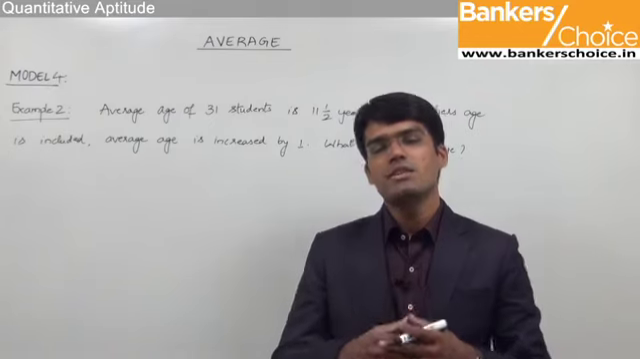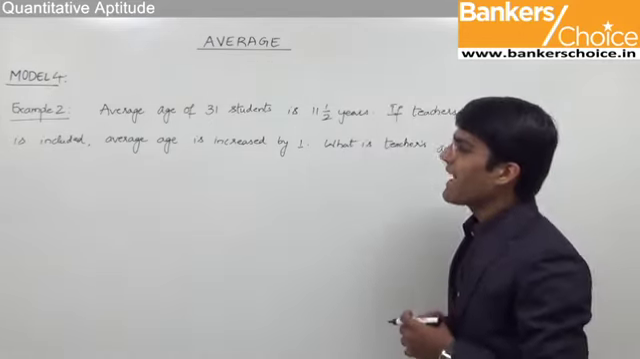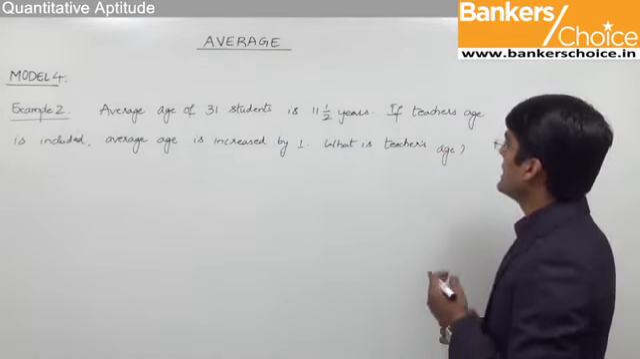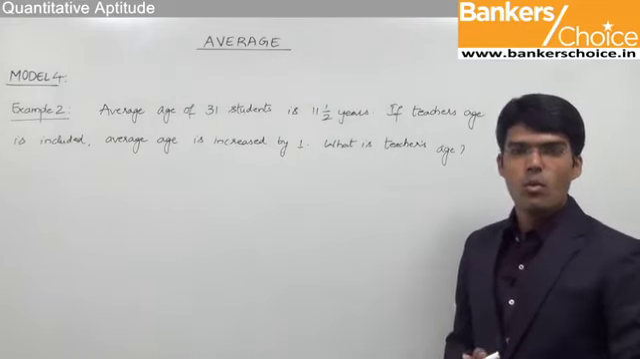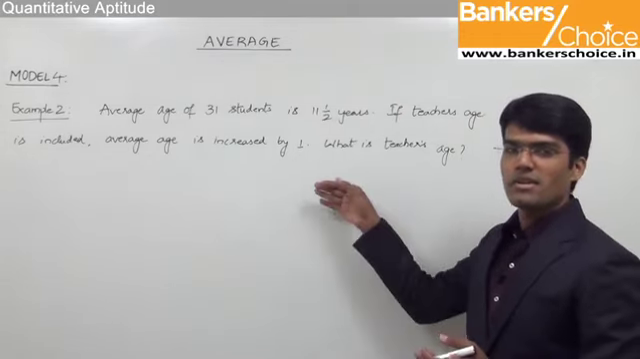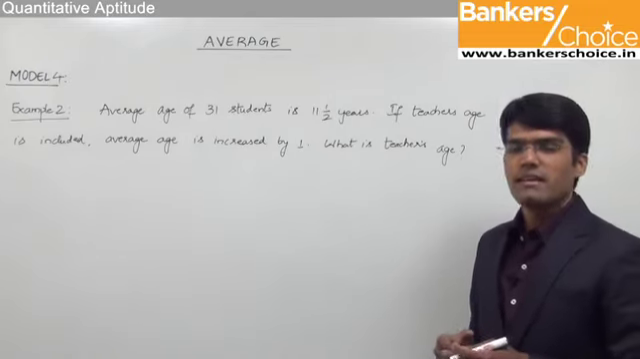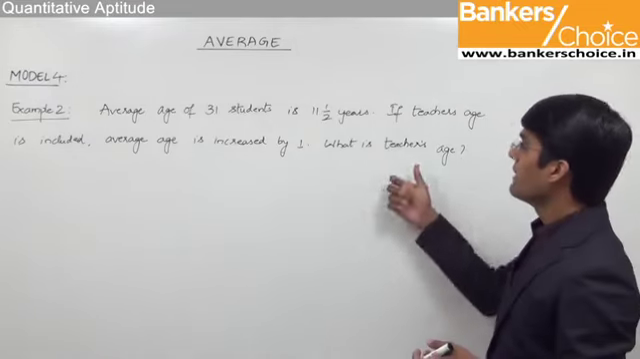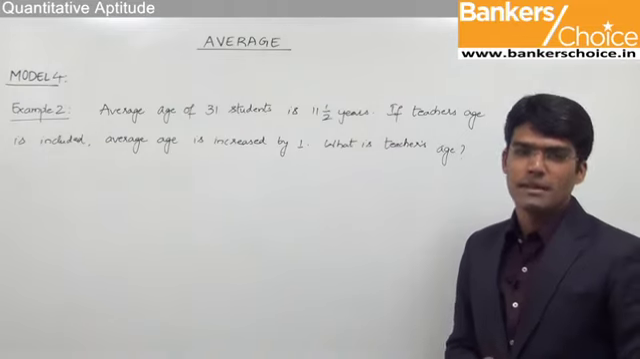Let us now take another example from the model that we have discussed, where we have to find out the average age of the group when a new person joins the group. The question here is, average age of 31 students is 11.5 years. If teacher's age is included, the average age is increased by 1. So what is the teacher's age? As you can see, this question is quite opposite to the previous case. There, the teacher leaves the group and the average decreased by 1. But here, once the teacher is included, the average age of the group is increased by 1.